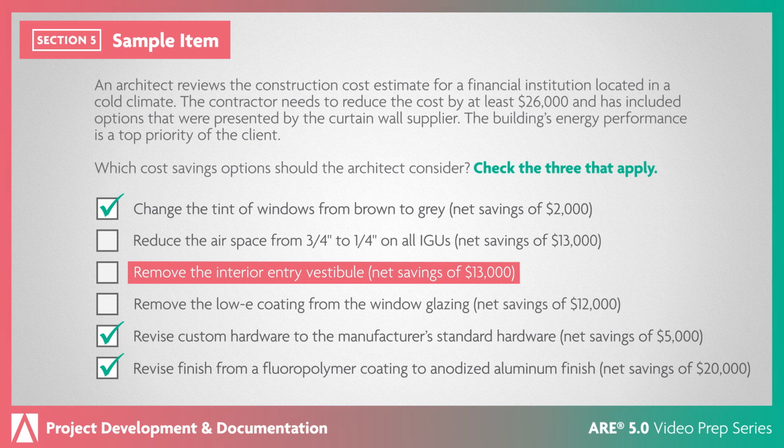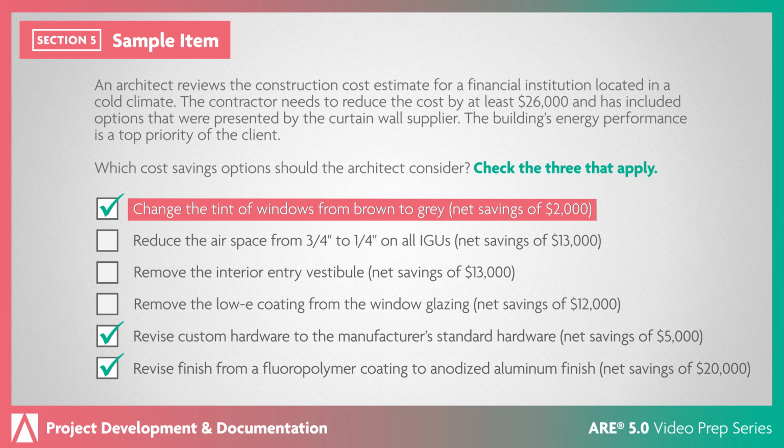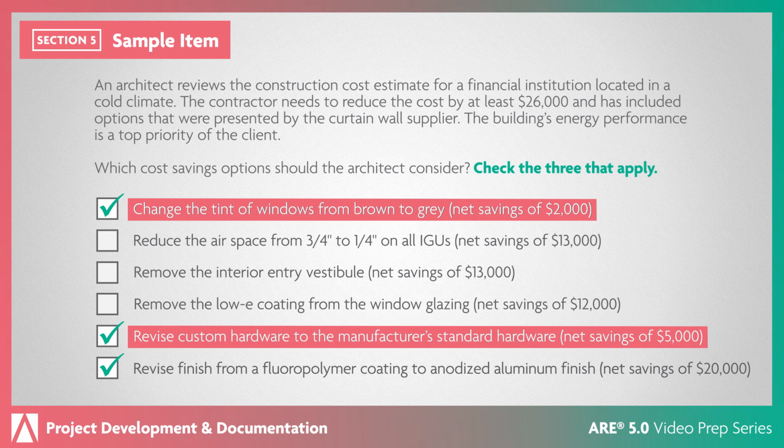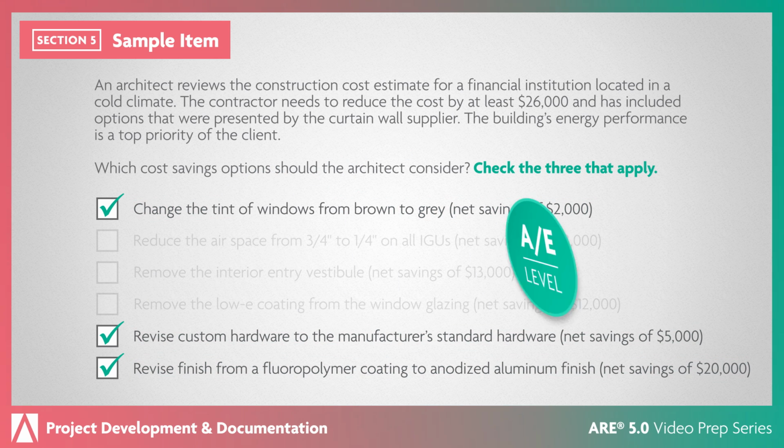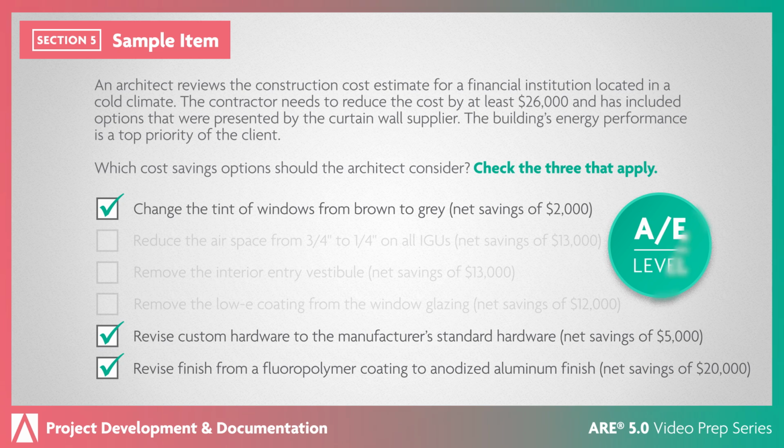Changing the tint of the windows, revising custom hardware to manufacturer's standard hardware, and revising the finish to anodized aluminum are the most appropriate options to consider, since they will primarily affect only the aesthetics of the building. This is an AE level item, requiring you to evaluate and compare architectural systems in relation to cost and impact on overall building performance.